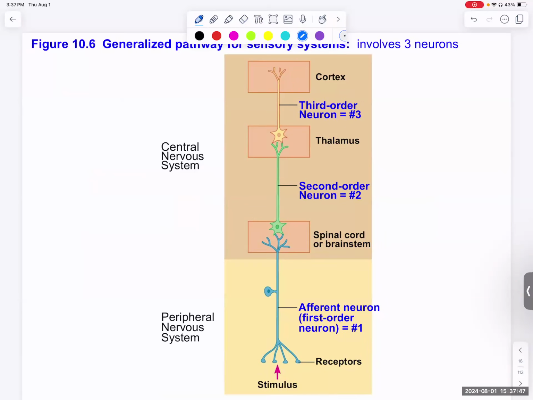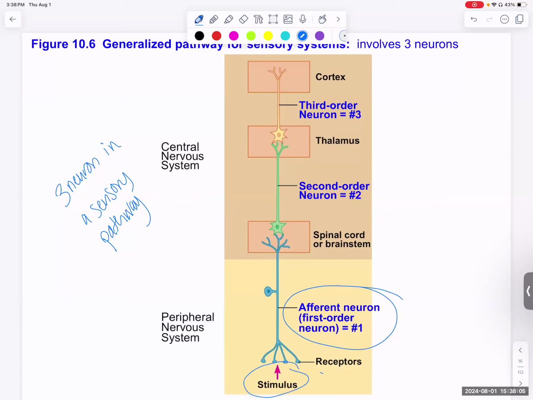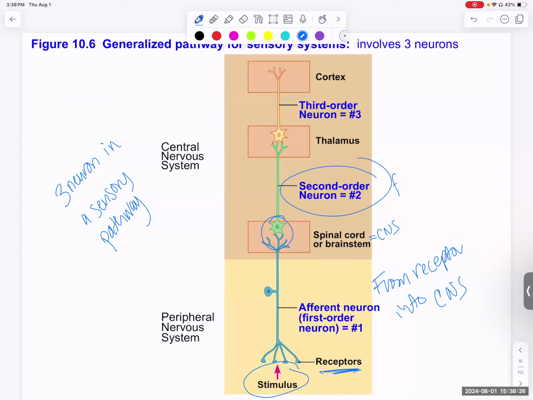I keep talking about first order, second order, third order neuron. There are 3 neurons in a sensory pathway. The first order neuron is the afferent sensory neuron. It is from the receptor into the central nervous system. Brain or spinal cord is your central nervous system. It is then going to synapse on a second neuron. That is the second order neuron. It's from the first order neuron to the thalamus, except for smell.